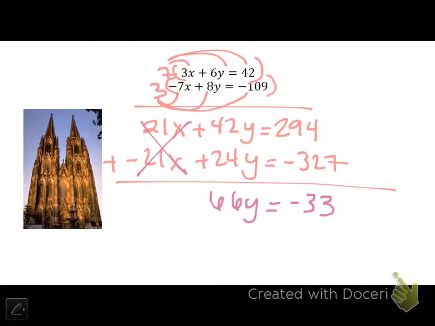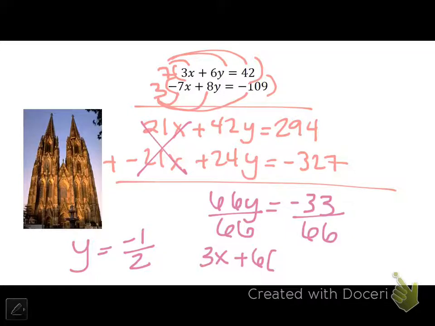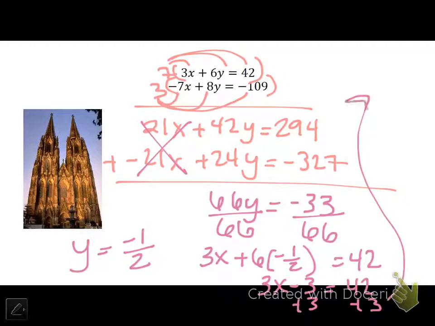Okay, this one is not negative 22 or negative 2 or what you think that is, because we want to get y by itself. So we're dividing both by 66. So y is then going to be negative 1/2. Because we got to get y by itself. So now we got to plug it back in and see what our x is going to be. So 6 times negative 1/2 is negative 3. Add 3 to both sides. I'm going to go up here. So then 3x is equal to 45. Divide by 3. X should be 15.